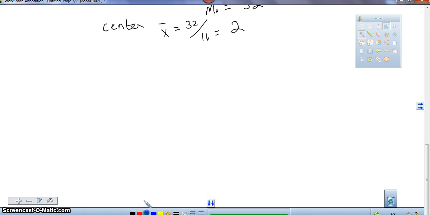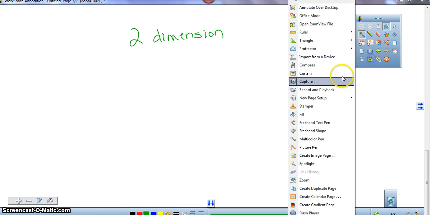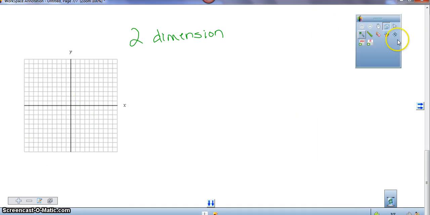Now let's look at two-dimensional. So that just means we're going to be on a coordinate plane. So instead of having just a number line, when you're doing two-dimensional, you actually will have the coordinate plane. So I'm just going to put that there for a second.